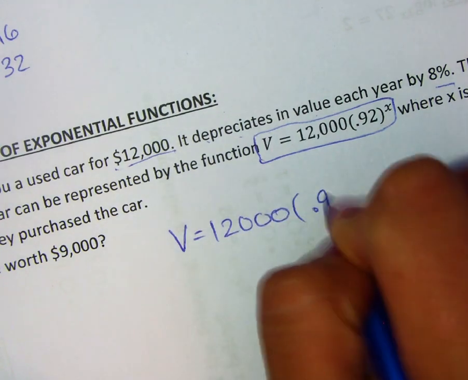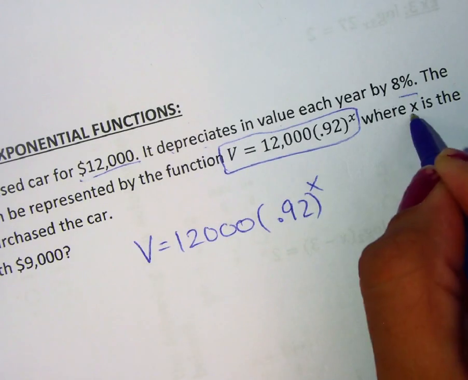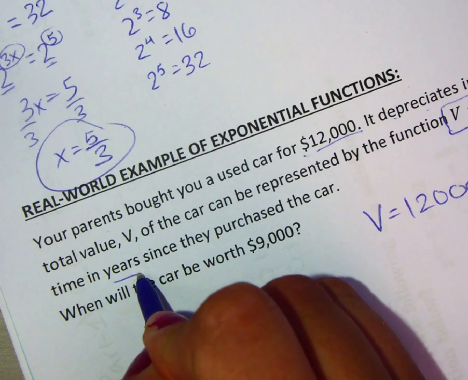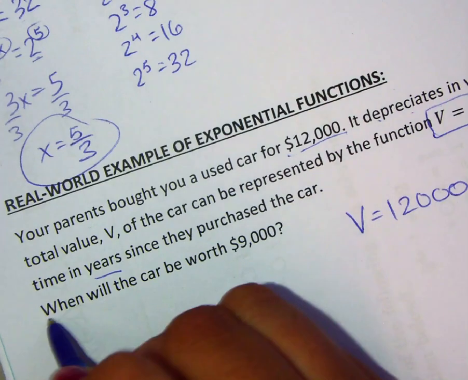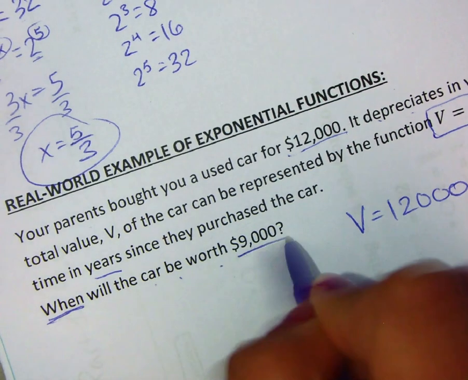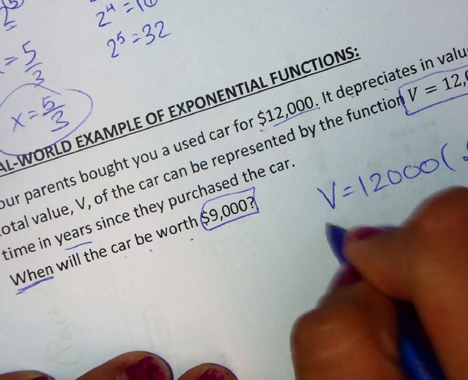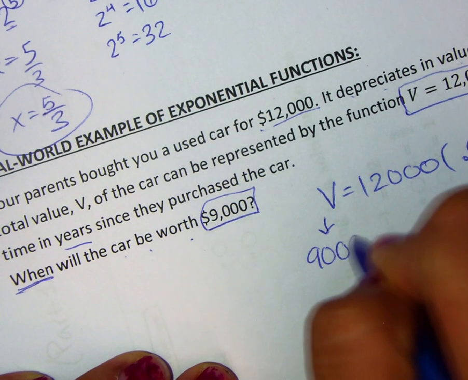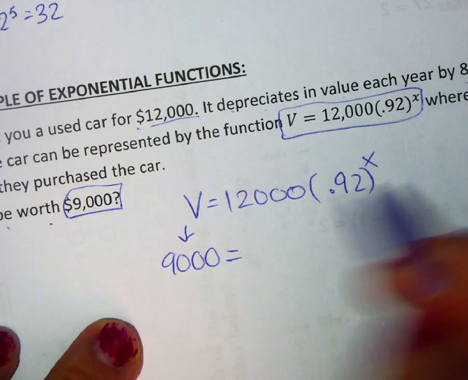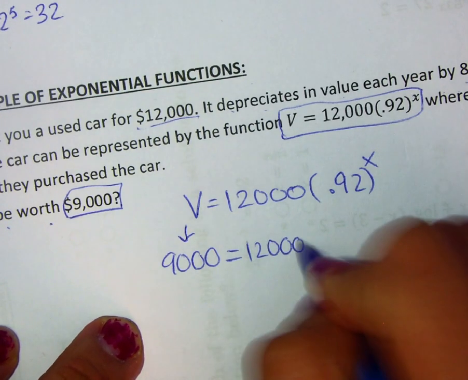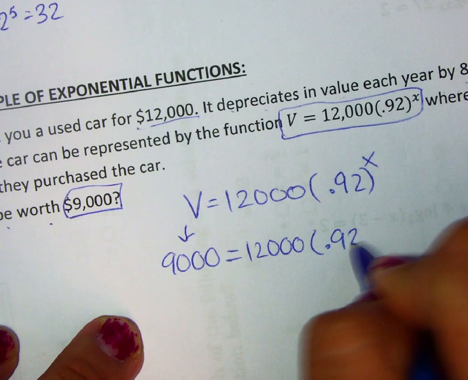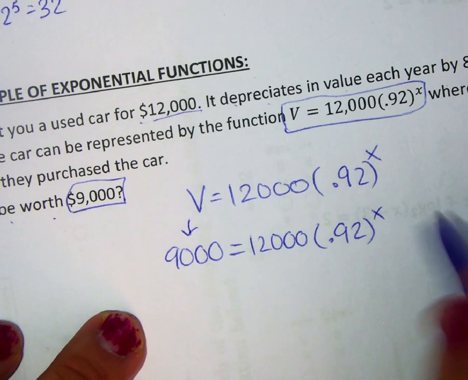And then it tells you, well, where x is the number of years since you purchased the car, when will the car be worth $9,000? So they're telling you the value that they wanted to predict. So you put $9,000 here because you're trying to calculate what x value can you have for the car to be $9,000. So we're solving for x.